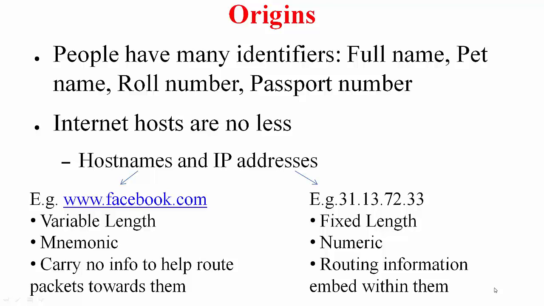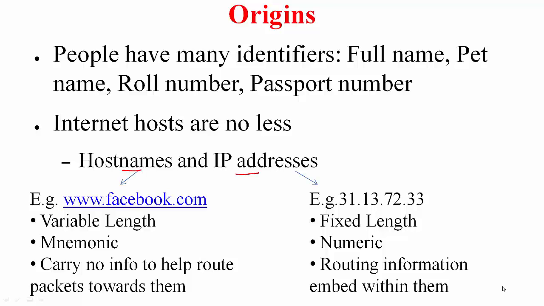Well, as far as the academic office at an institute is concerned, you are just a roll number to them because it makes it easy for them to process the student records. And then there are passport numbers, driver license numbers, and so on. If you as a person have so many identifiers, these internet hosts and servers are no less, they also have multiple identifiers. Two such identifiers are host names and IP addresses.